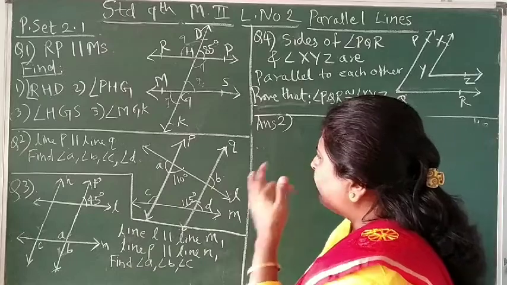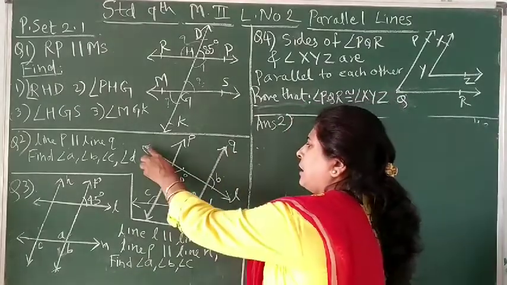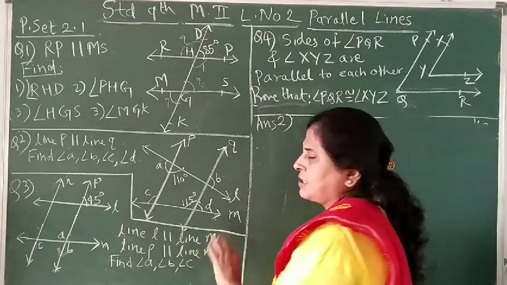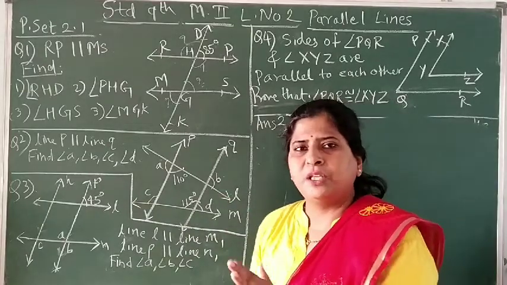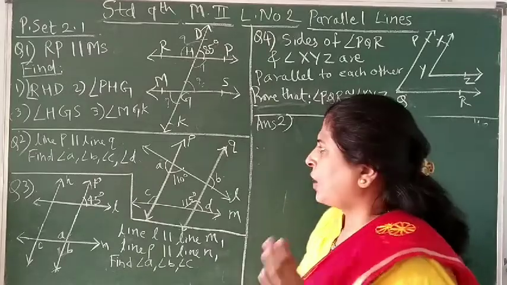Now here we have these two lines parallel, and we can take either L as a transversal or M as a transversal at a time. As here we have more than one transversal, we have to mention which two parallel lines and which transversal we are taking, and accordingly we can proceed.